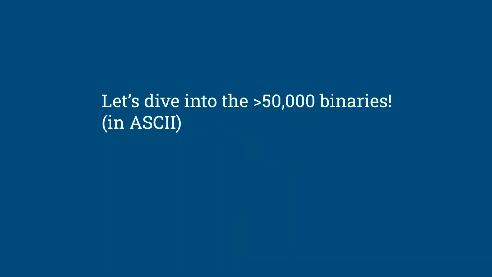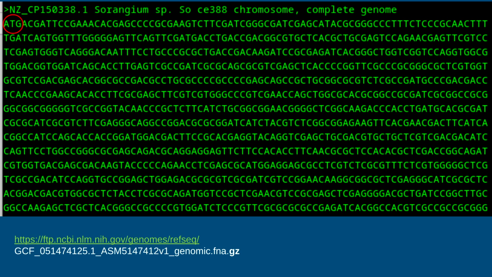So let's dive into the 50,000 binaries we just downloaded, but sadly these binaries are all ASCII. And they look like this. This is the actual DNA of a simple bacterium. And this is what these files look like. And you see that they start with ATG, and I can disclose to you that's actually the start of gene marker. So it's sort of fun that they actually start there. It's not always the case.